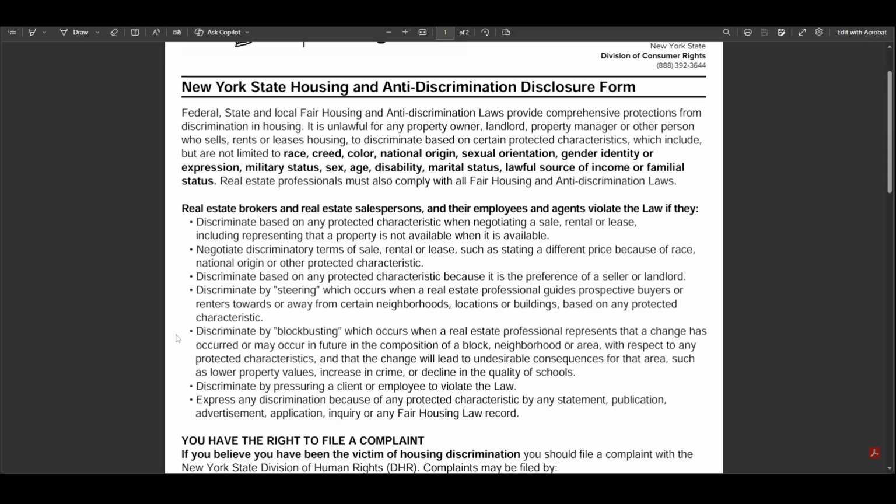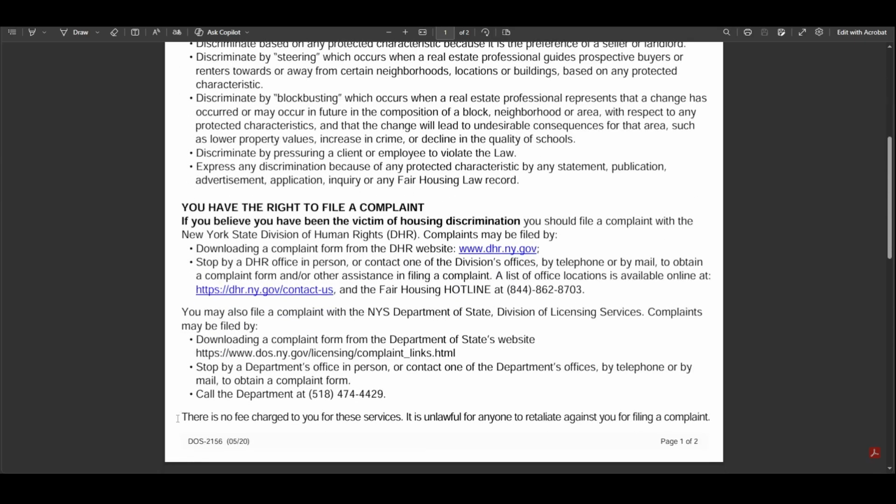Discriminate by blockbusting, which occurs when a real estate professional represents that a change has occurred or may occur in the future in the composition of a block, and so on. Discriminate by pressuring a client or employee to violate the law, express any discrimination because of any protected characteristics by any statement, and so on. It's pretty self-explanatory, this discrimination form.